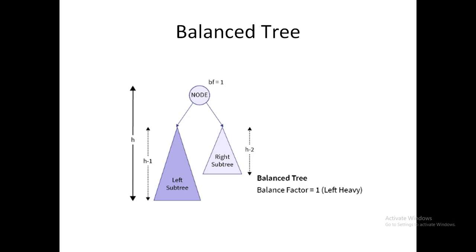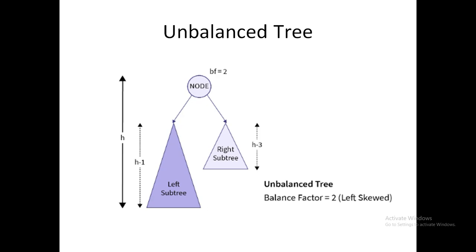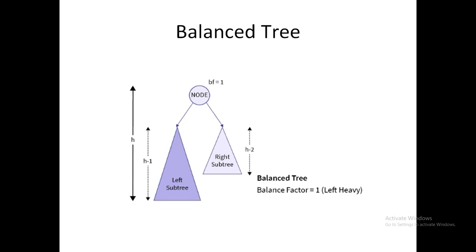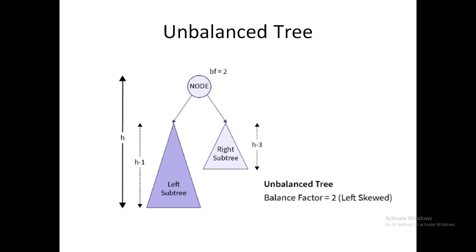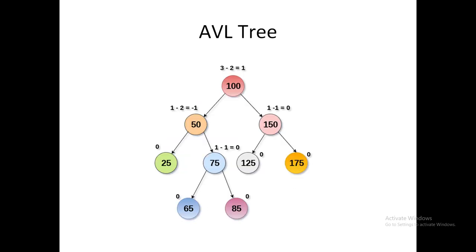A balanced tree means the balancing factor, the difference between the height of the left subtree and the height of the right subtree, must be between -1 and 1. So the subtrees have heights h-1 and h-2, and h is the whole thing. An unbalanced tree means the value will be 2. If the balancing factor exceeds -1, 0, 1, that is an unbalanced tree. In this AVL tree, all the nodes have a balancing factor, left subtree height minus right subtree height, between -1, 1 and 0.